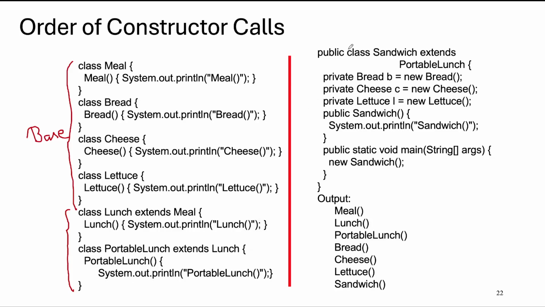Now here we are creating a public class sandwich extends portable lunch. In this class, we are creating the objects for bread, cheese, and lettuce. And we have the constructor followed by the main. Now let us see how the compiler moves.